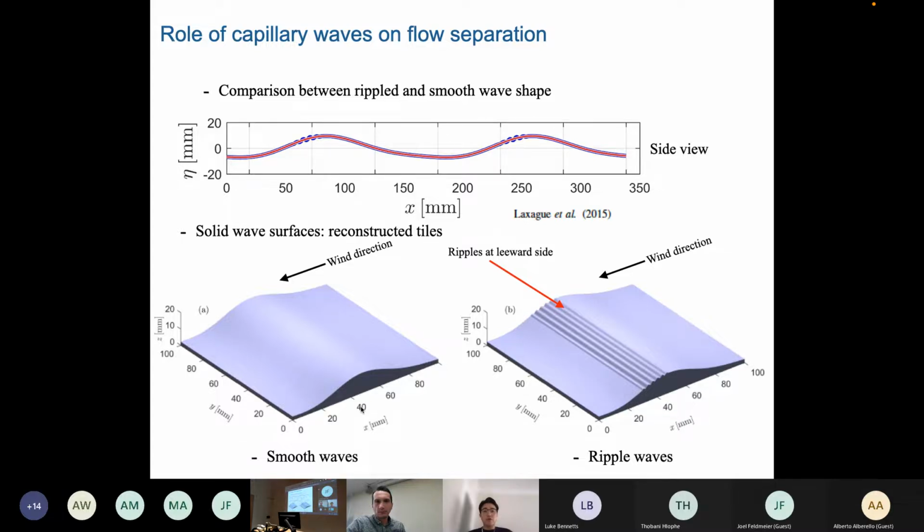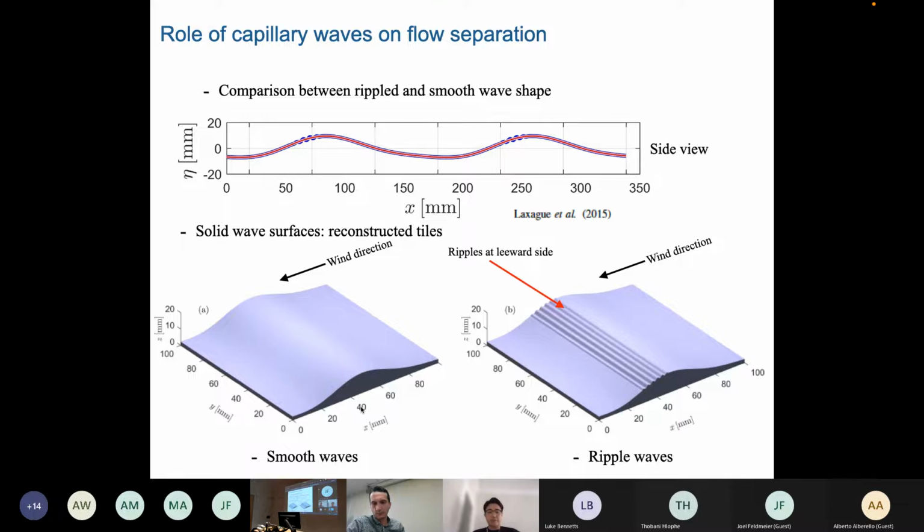The top plot shows the side view of the wave profile, with and without the ripples, along with the dominant wave. The bottom figure shows the reconstructed solid wave surface tiles as individual tiles. The left figure is composed of only the dominant wavelength, so we had a smooth surface. However, in the right-hand side figure, we introduced the ripples at the leeward side of the wave profile on the same dominant wave.